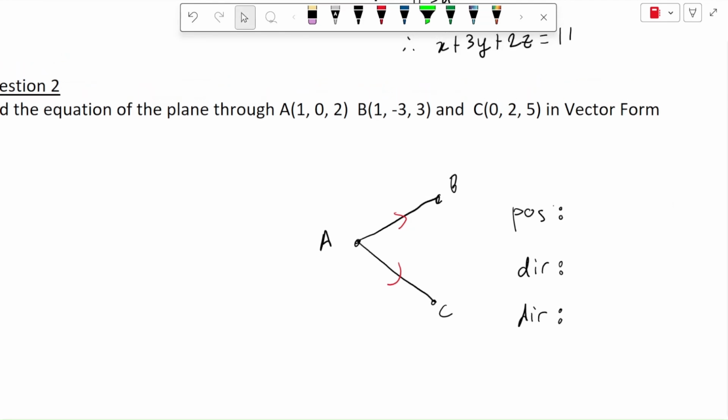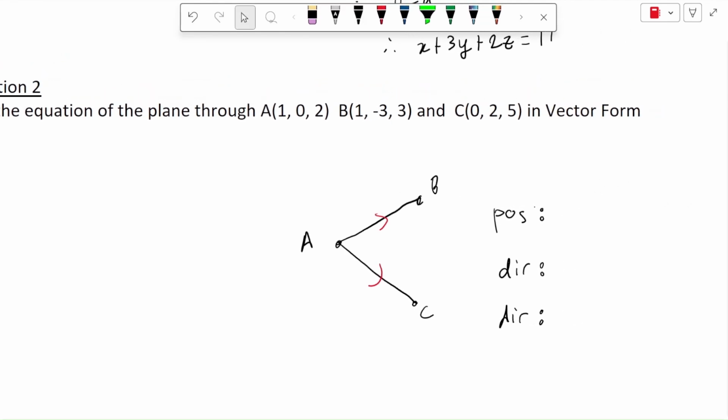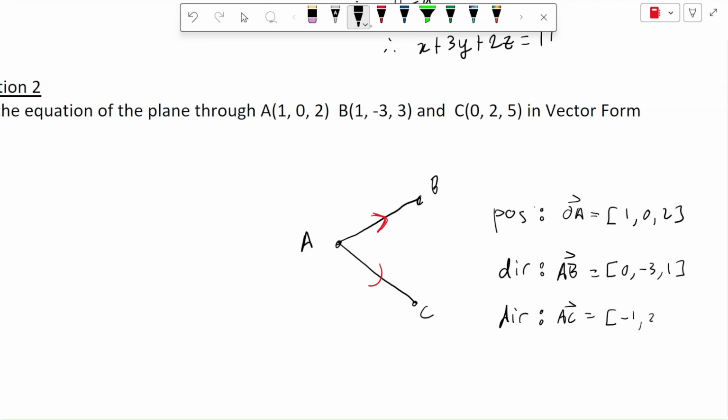Now, if you've got 3 points, it's easiest to take the position vector as just being essentially the point A, so that's 1, 0, 2. And the two direction vectors could be AB, so that would be a direction vector in the plane, and the other one could be AC. Okay, we can find AB and AC, so that is 0, minus 3, 1, and AC is going to be minus 1, 2, 3. And the way that I've got that is, how do I get from A to B, and how do I get from A to C?